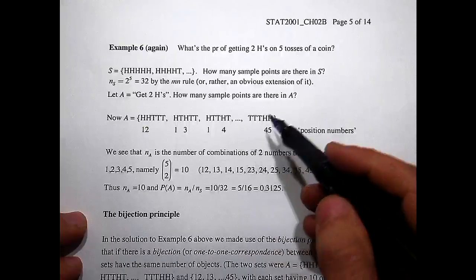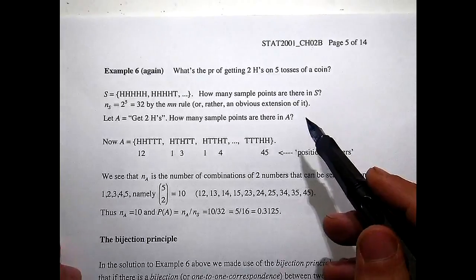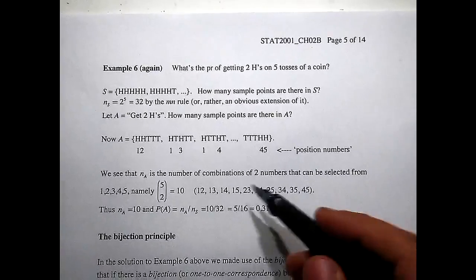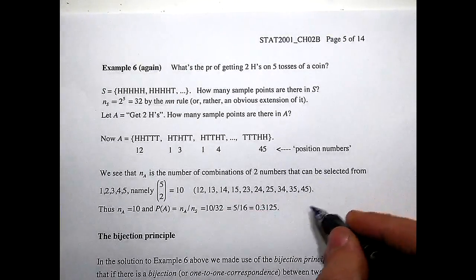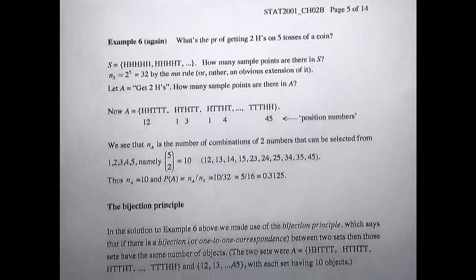The point is, you do need to know how many out of the total. Head-tail is not the same probability as head-head, even if you don't care about order. Okay, so 10 out of 32, that's 5 over 16. That's the number of ways of doing it.